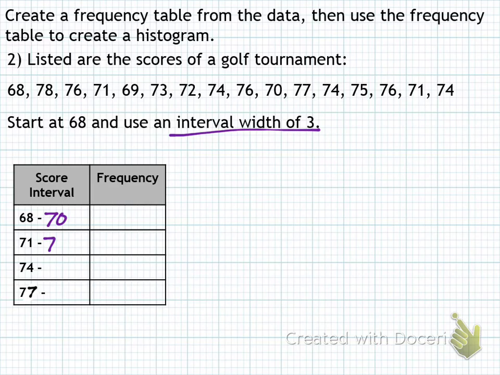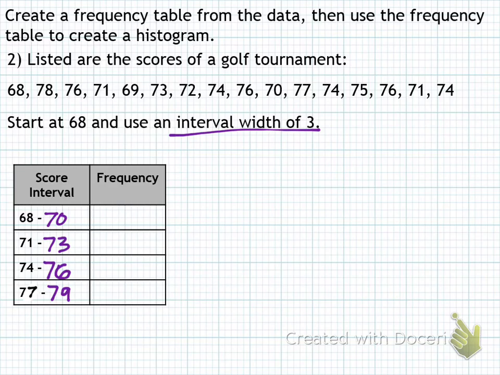Okay, then the next one would go from 71 up to just before this. So 73, and then 74 to 76, and 77 to 79. 77, 78, 79. It's not there, but that's the interval. Okay, so now we count how many fall into this interval.